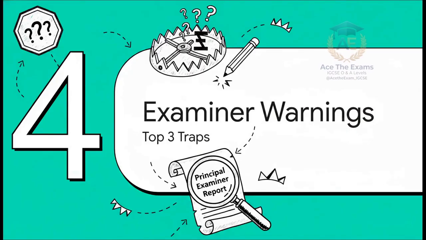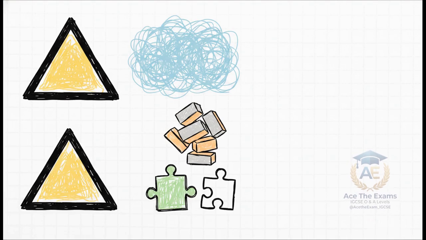Let's move to Section 4, Pause and Practice. We are going to look at the top 3 examiner warnings. I want you to treat this next segment like an immersive, real-time workshop. When we systematically dissect poorly written student answers, we consistently see candidates triggering the same 3 fatal warnings, straight from the principal examiner reports year after year.